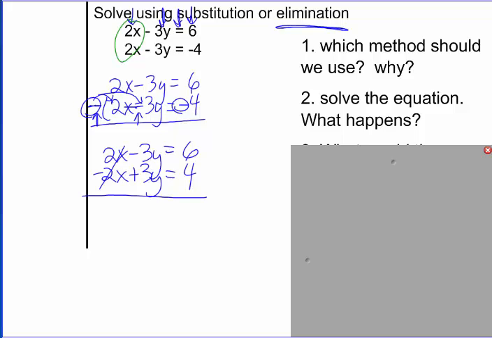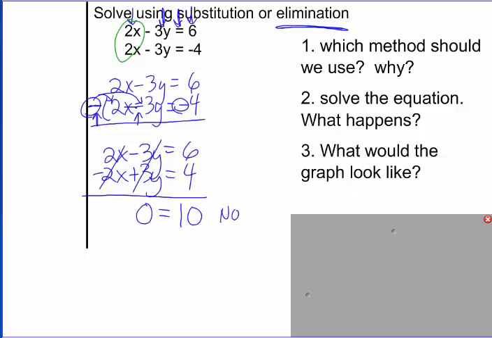So 2 minus 2 is 0. Negative 3 and a positive 3 is 0. So I ended up with 0 on the left-hand side. On the right-hand side, 6 and 4 gives me 10. We just lost our variables. There's no x, there's no y, they both canceled out. I have 0 equals 10. Does 0 equal 10? No. Those are not the same numbers. So if those are not the same numbers, then what do you think that means for the solution?